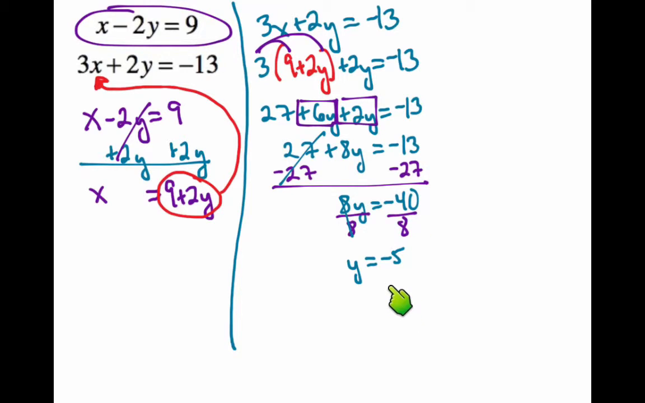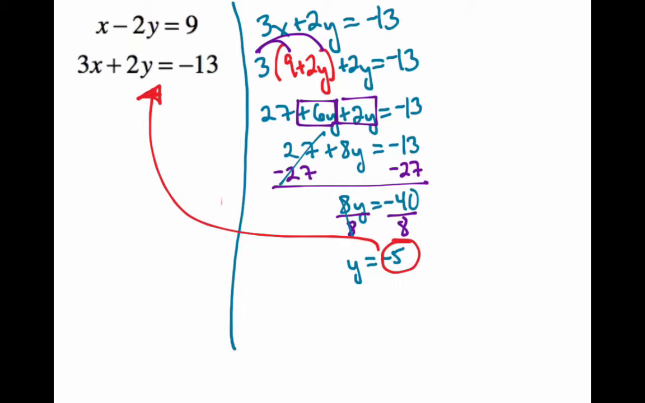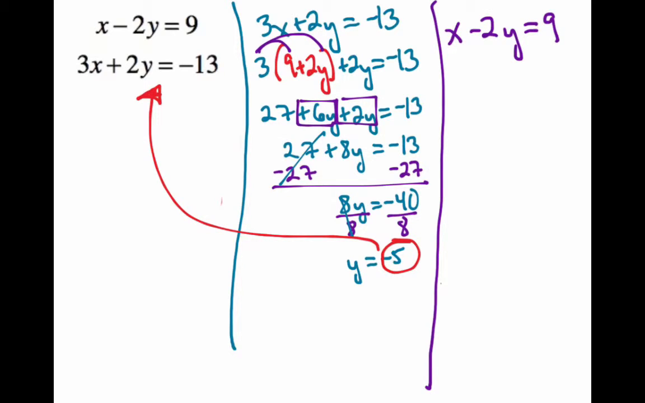Okay, so now I can take that y and I can replace that in. I can substitute that for y in either equation. Again, I'm going to take the equation that I think is easiest, x minus 2y equals 9, rewrite it, but instead of y, I'm going to substitute in negative 5. So x minus 2 times negative 5 equals 9.